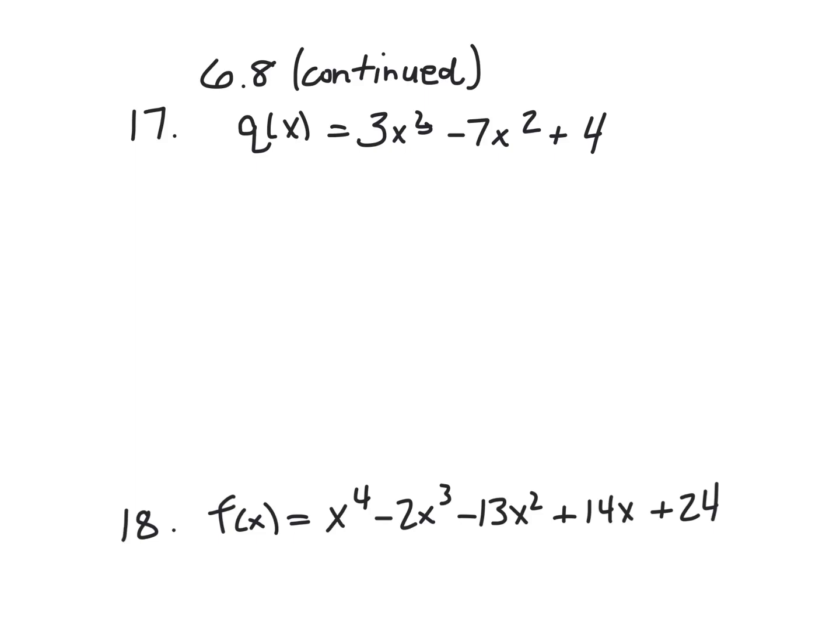All right, Algebra 2 students, this is a continuation of lesson 6.8, dealing with the rational zero theorem. So in number 17, your possible rational roots would be the factors of your constant, which is 4, over the factors of your leading coefficient, which would be 3.